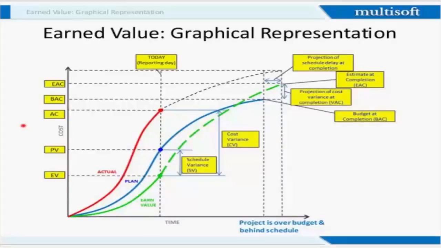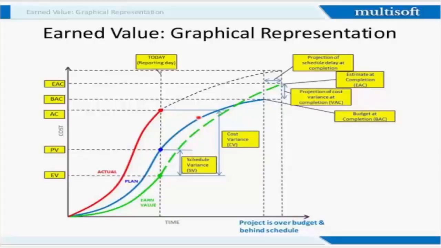Let's say this is the current time as of today. The planned value was this. PV is my planned value. As of today, what I completed is this. This is where my actual comes. Percentage of work completed, budgeted cost of work performed, is this. This is how my performance is going on, and this is my plan.